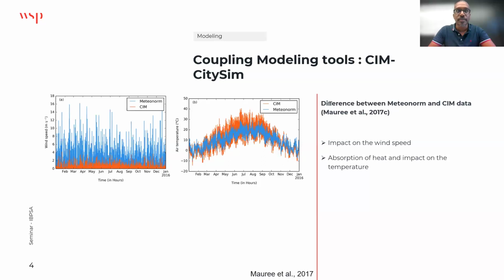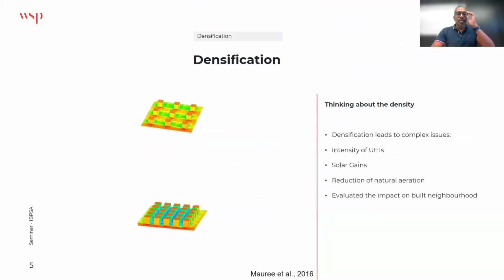So we can see here that this coupling was actually improving the outdoor climatic conditions that were simulated by the CitySim tool. Besides this coupling, then we went a little bit further. Now we know that this coupling was working, we tried to look at different scenarios.